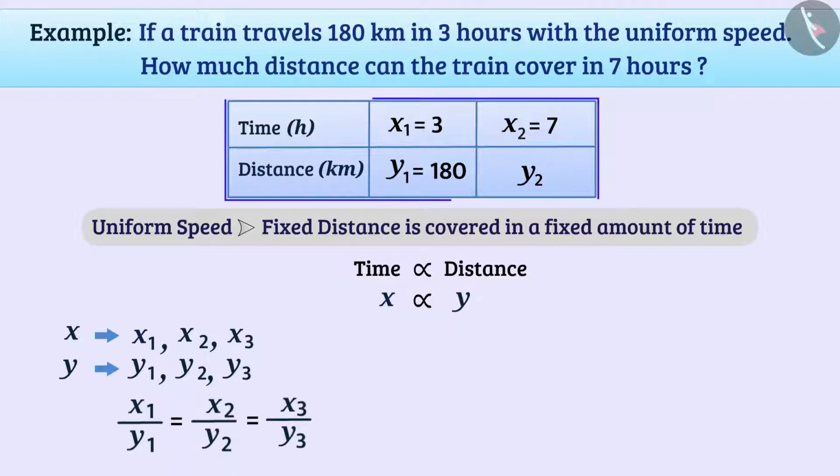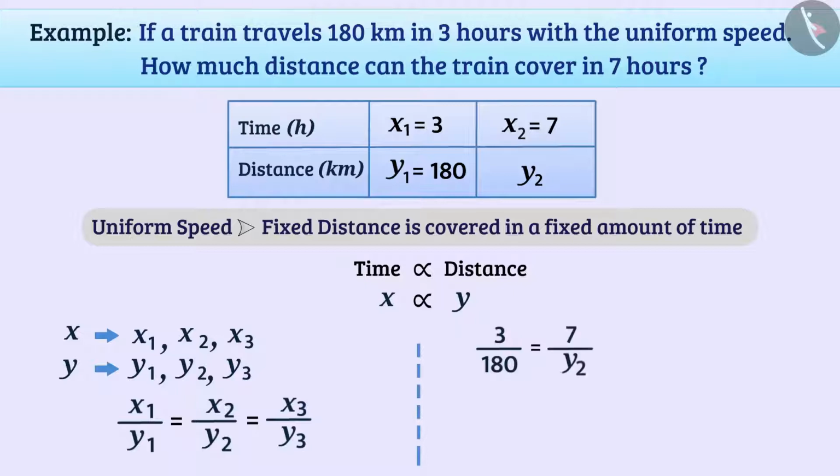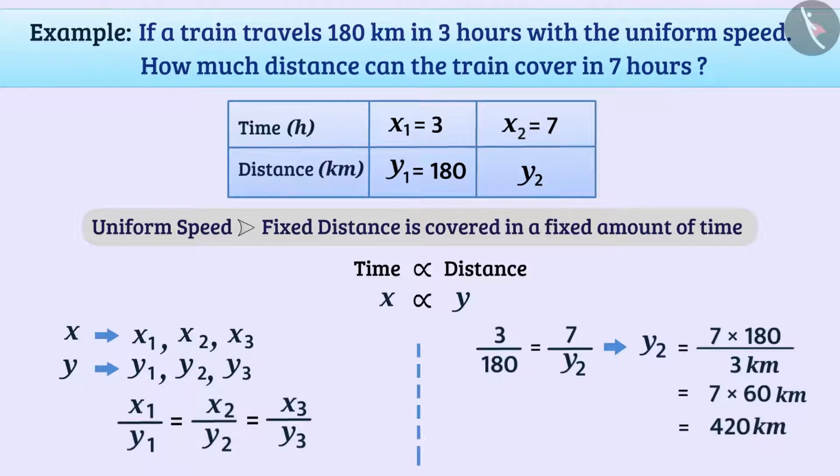So, for the given situation, we can write 3 by 180 is equal to 7 by y2. That is, y2 is equal to 7 multiplied by 180 divided by 3 kilometers, which is equal to 7 multiplied by 60 kilometers, which is equal to 420 kilometers. That is, the train will cover a distance of 420 kilometers in 7 hours.